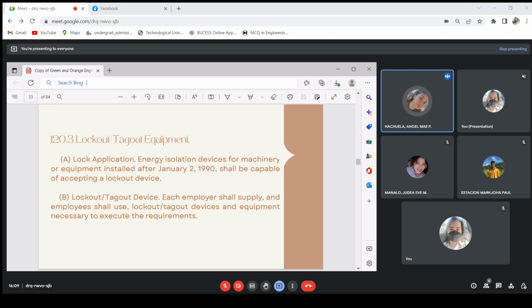Letter B is lockout tagout device. Each employer shall supply and employees shall use lockout tagout devices and equipment necessary to execute the requirements. So locks and tags used for control of exposure to electrical hazards shall be unique, shall be readily identifiable as lockout tagout devices, and shall be used for no other purpose. Next.